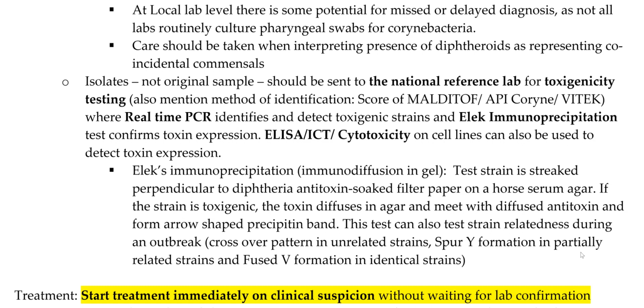The Elek immunoprecipitation is basically an immunodiffusion in gel. What we do is take a horse serum agar in which we put a diphtheria antitoxin-soaked filter paper in the center. And now we streak our culture perpendicular to this paper. What will happen if your strain is toxigenic? If the bacteria that you have streaked are producing toxin, the toxin will be released into the medium. In the same way, from the filter paper, the antitoxin will also be released into the medium. And wherever the optimum antigen-antibody, optimum toxin-antitoxin concentration is there, you will see an arrow-shaped precipitin band in the gel. And that will confirm that toxin is produced.